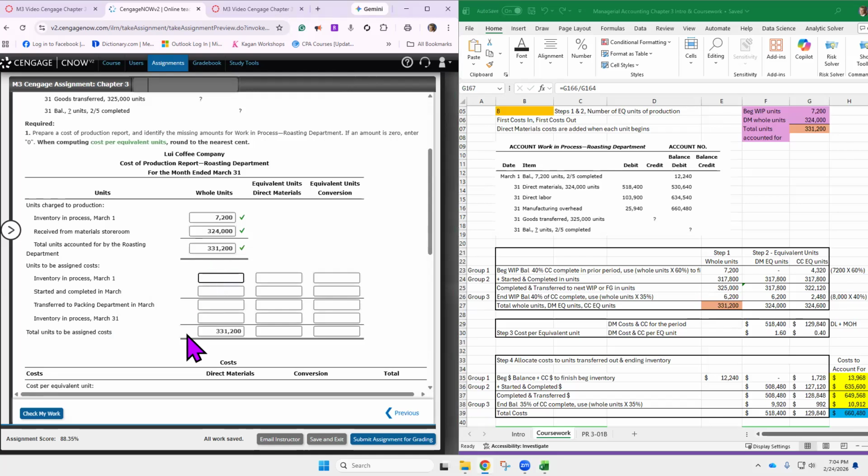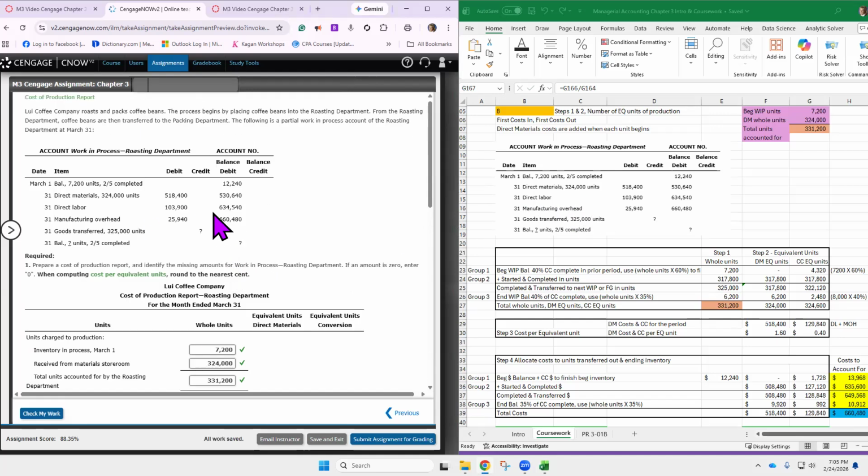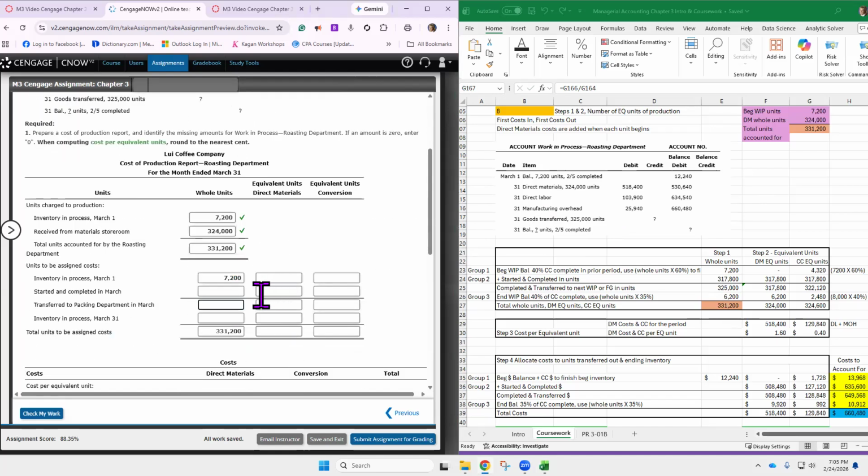All right, we're going to start with 7,200. So we're just basically going to repeat this. Oh, this is why I put this over here. I copied and pasted this over here so I wouldn't have to scroll up and down so much. So now the transferred out is 325,000. Oop. Transferred out.